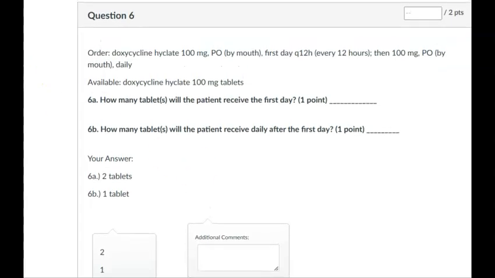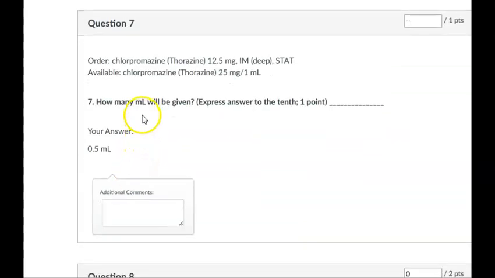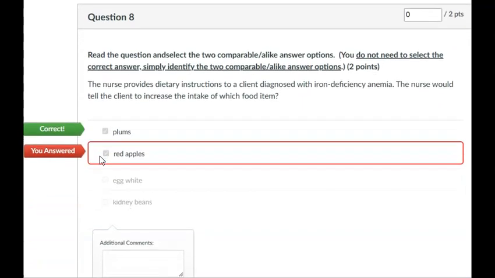6, we had some math here. The correct answers for the math were 2 tablets and 1 tablet. For number 7's math, the correct answer was 0.5 mLs. Remember, important that you write it out with the 0 before the decimal. Also important that you write it 0.5 instead of 1/2 for a half. So 0.5 mLs is correct. Let's look at question 8.